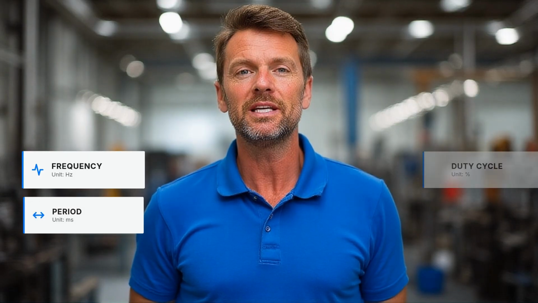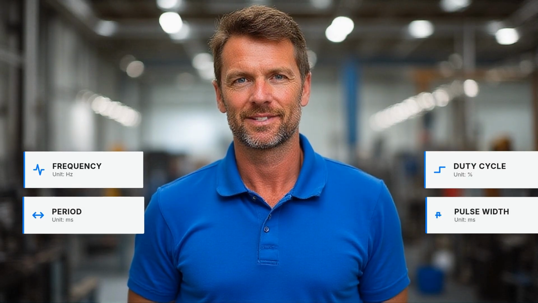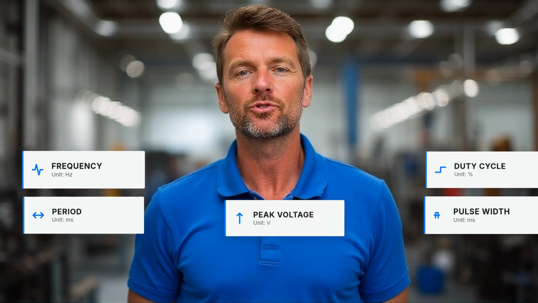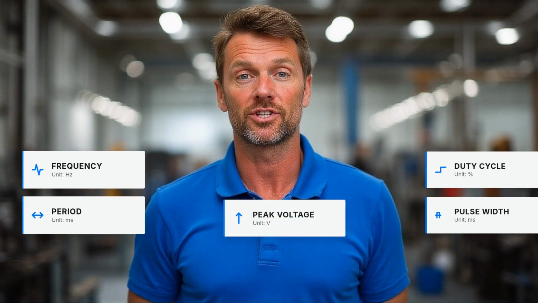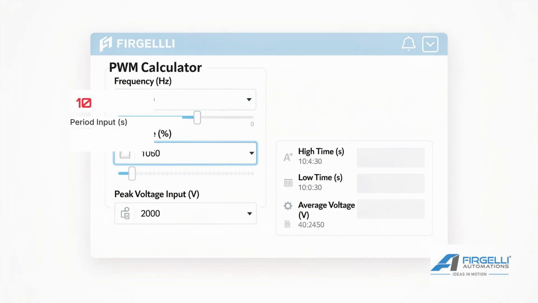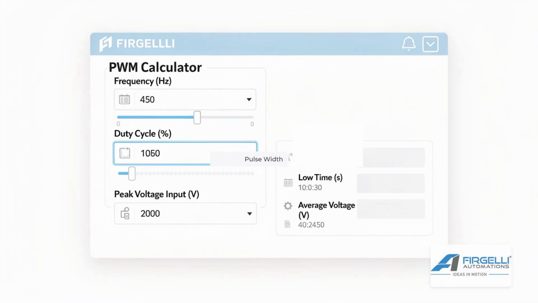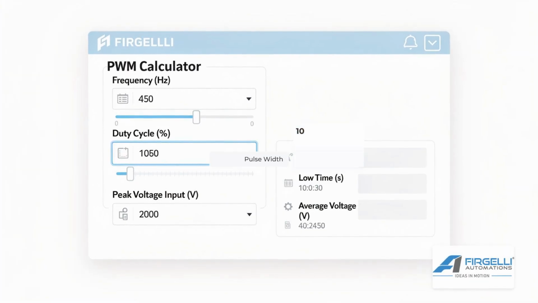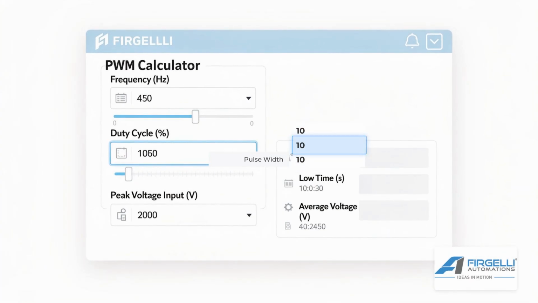The input fields include frequency in hertz, period in milliseconds, duty cycle as a percentage from 0 to 100, pulse width in milliseconds, and peak voltage in volts. Let's work through an example. I'll enter a frequency of 10 hertz, period of 10 milliseconds, duty cycle of 10%, pulse width of 10 milliseconds, and peak voltage of 10 volts.